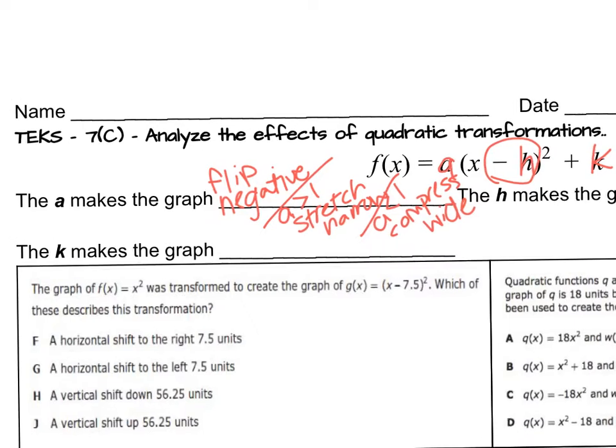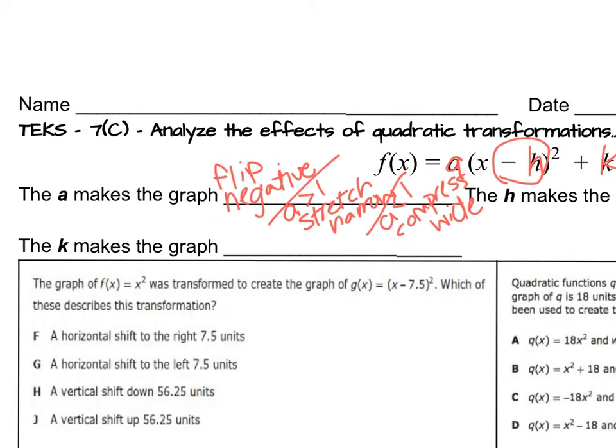And then we have our K, which is outside the parentheses by itself. The K moves the graph up and down. So a positive K moves up, and a negative K moves down.